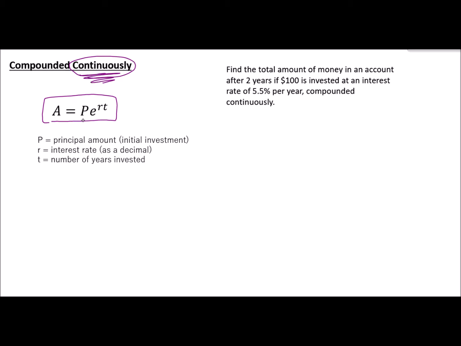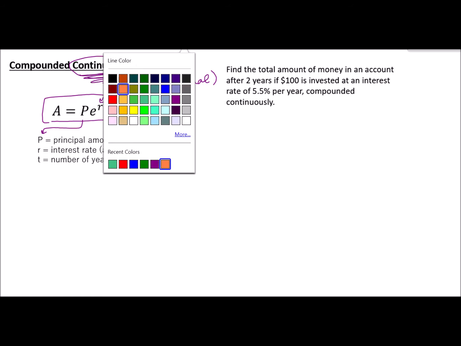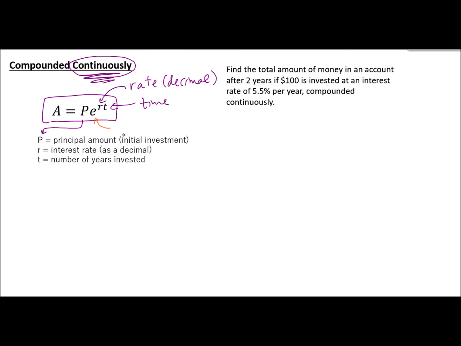A equals P, still being the principal. R is still the rate as a decimal. And then T is going to be the time again. The different guy here is E. E is a variable like pi. It's not actually going to have a value. It's just a variable. So no value here. It's just a button on the calculator, basically.